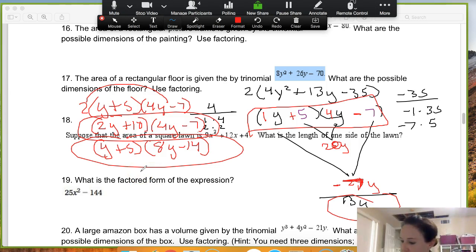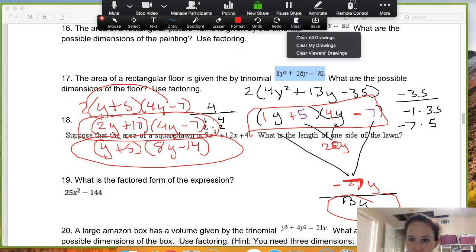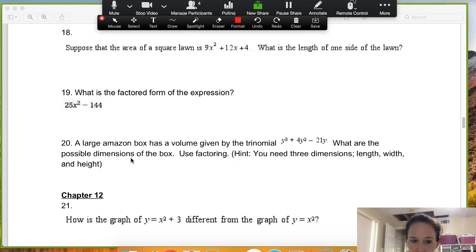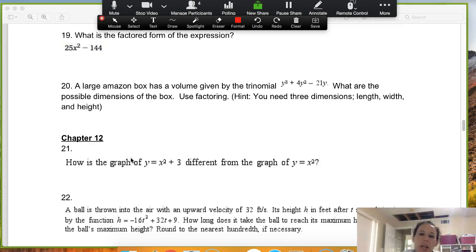Okay, so that's number 17, 18. Let's see, did we do 20 already? No. Okay, let's look at 20. A large Amazon box has a volume given by that trinomial. What are the possible dimensions? We need to do factoring again, length, width, and height this time. 3 dimensions we need.